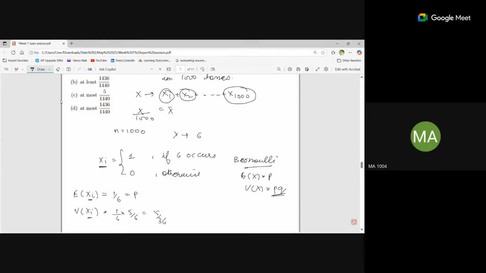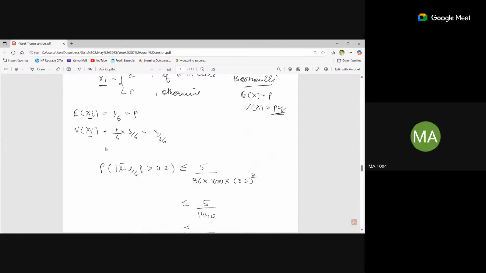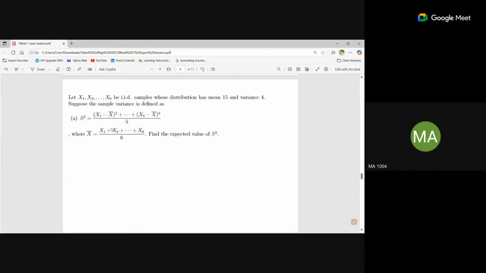Okay. Now, next question. Let x1, x2 till x6 be IID samples whose distribution has mean 15 and variance 4. Suppose the sample variance is defined as this, where x bar is basically my sample mean. Find the expected value of s square. You have been given the value of mean, you have been given the value of variance. You have the formula of s square. Now find out the expected value of s square, which will be equal to what?